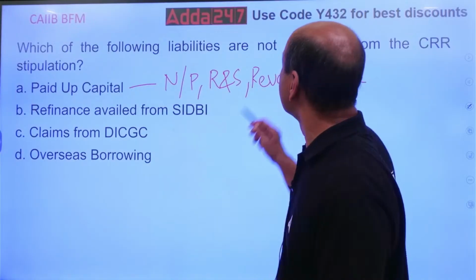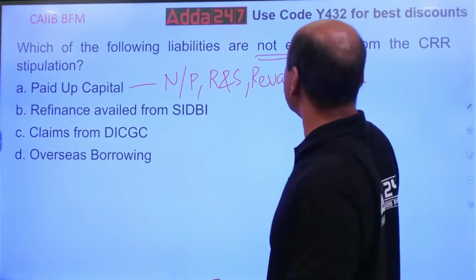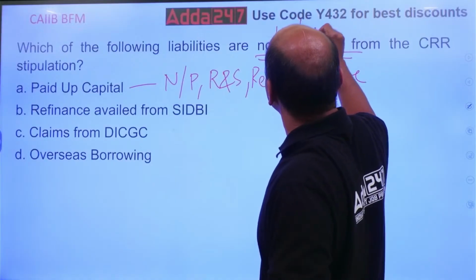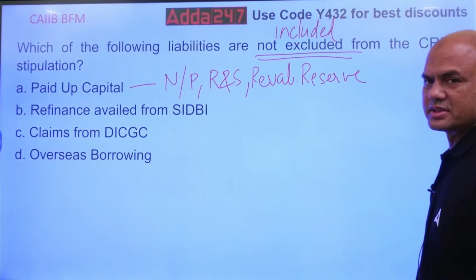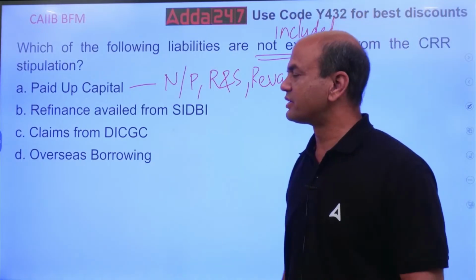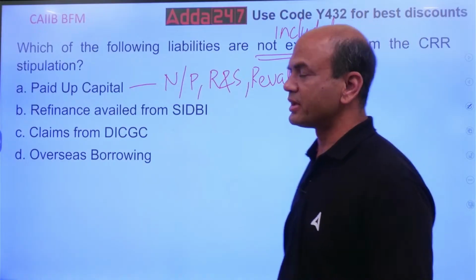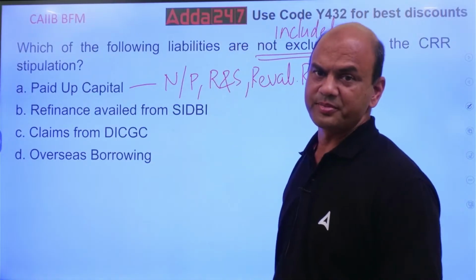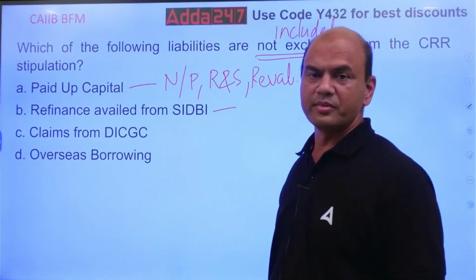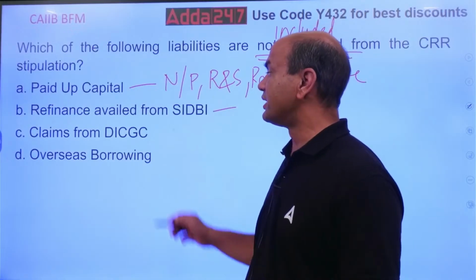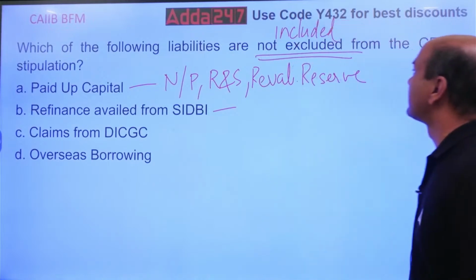So, which are not excluded, it's mentioned. So, they are included. Understand these wordings. Not excluded means included. Which of the following are not excluded from the CRR calculations? So this is not excluded. Then second, refinance from SIDBI. This is not your regular business. So this will also be not excluded, so it will be included. Then claims from DICGC. This will also be included. Not excluded here means included.